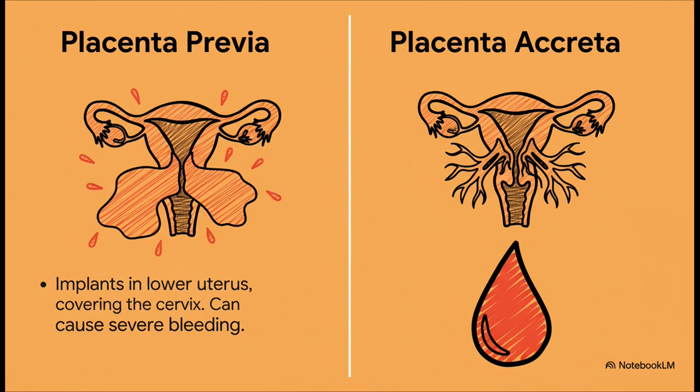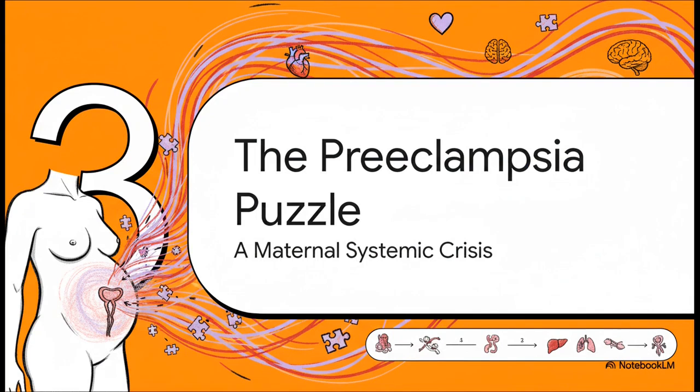This is a nightmare because it won't separate after delivery, leading to a massive, life-threatening postpartum hemorrhage. And now we come to one of the great puzzles in our field, preeclampsia. This is not just some local problem, you understand. No. It starts in the placenta, but it becomes a systemic disease. It affects the mother's entire body, and it creates a true maternal crisis.